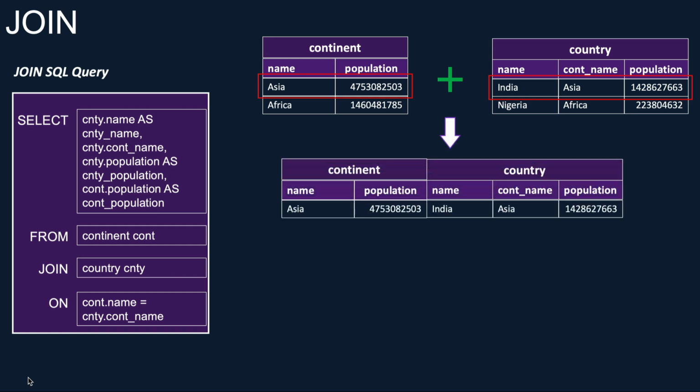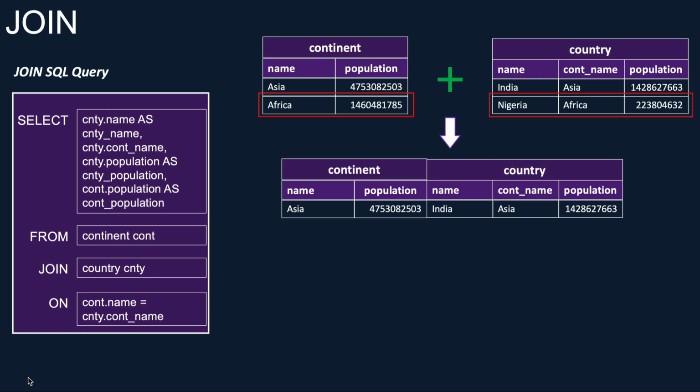and we get the intermediate result as shown here. It then joins the first record from the continent table with the second record from the country table. They have different continent names, Asia and Africa. So the join condition fails and it's not returned to the result. It then joins the second record from the continent table with the first record from the country table. They also have different continent names, Africa and Asia. So the join condition fails and it's not returned to the result.